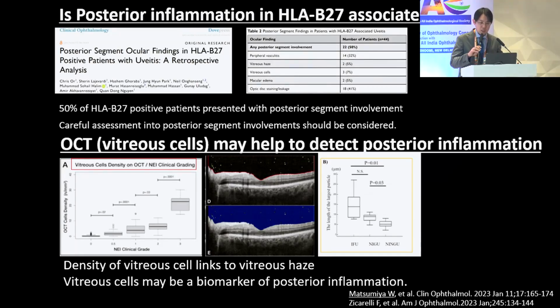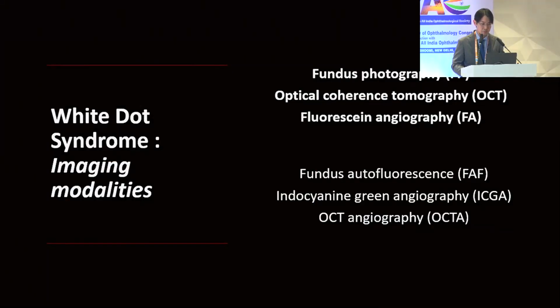On another aspect, hyperreflective vitreous cells on OCT have been proposed to be a biomarker of the posterior inflammation. So OCT may help not to miss the posterior inflammation. So next case is white dot syndrome. All imaging modalities were applied to this case.